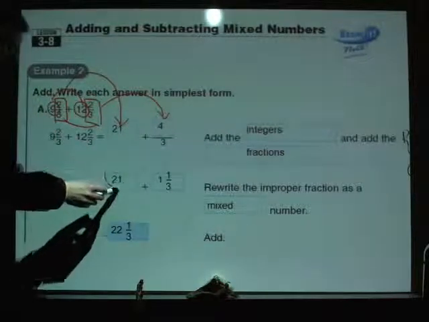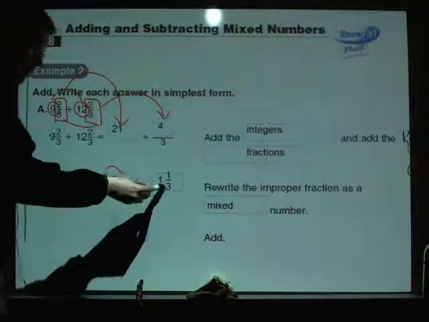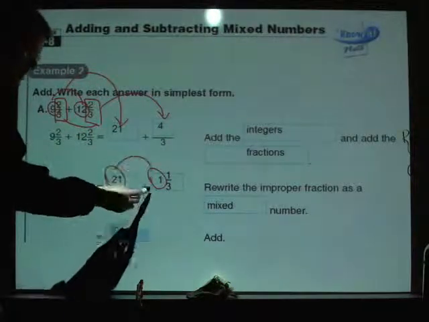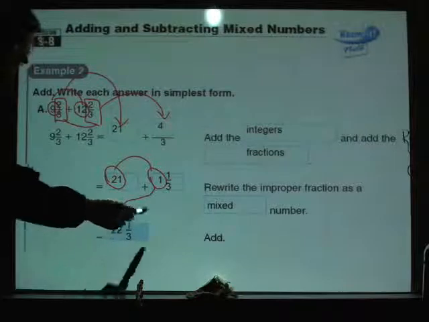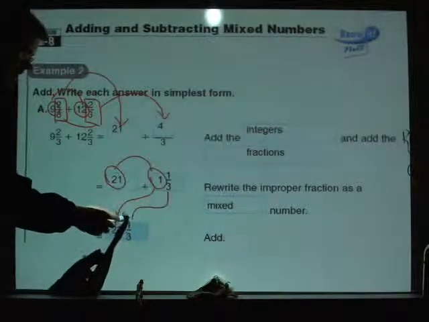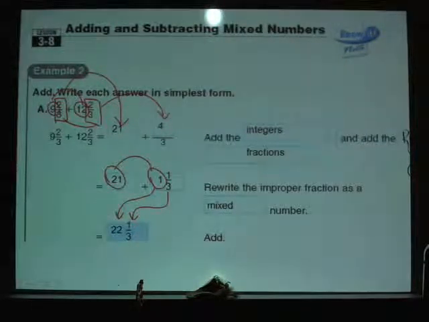Combine the whole number parts. 21 and 1 go together to make 22. And the 1/3 that I left behind gets combined with that 22 for a final answer of 22 and 1/3. So 9 and 2/3 plus 12 and 2/3 is 22 and 1/3. And that's really renaming with addition.